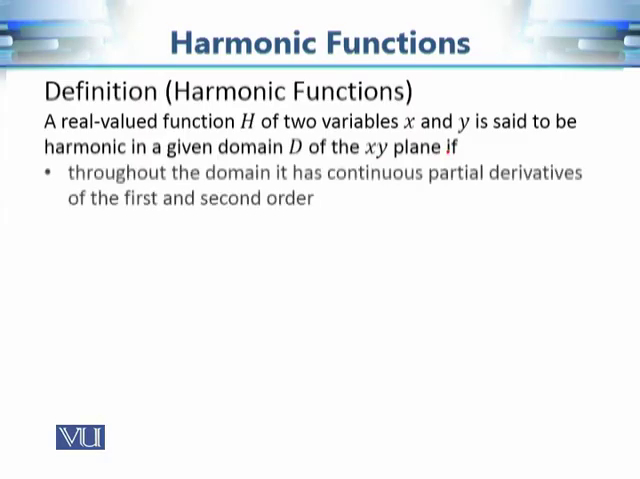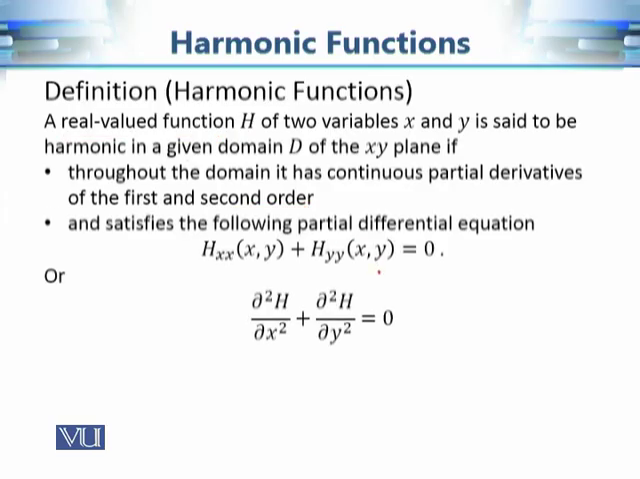If, number one, throughout the domain it has continuous partial derivatives of the first and second order. This is the first condition that this function of two variables x and y must satisfy. And remember, it's a real valued function. And the second condition is that it must satisfy the following partial differential equation. We take the second order partial derivative of h with respect to x and x, and then the second order partial derivative of h with respect to y and y. So, h xx plus h yy must be 0 throughout the domain D.